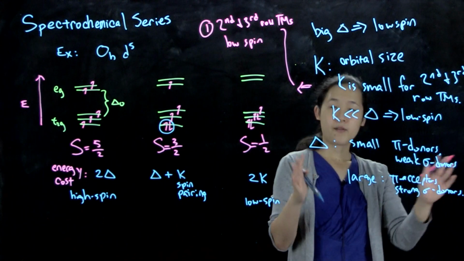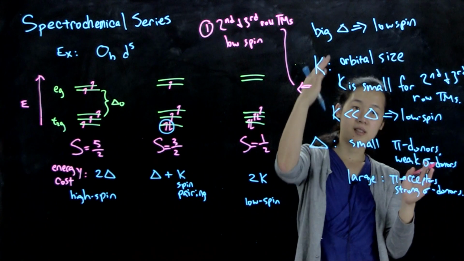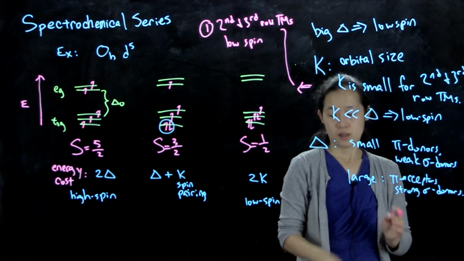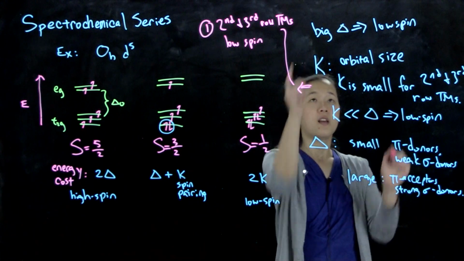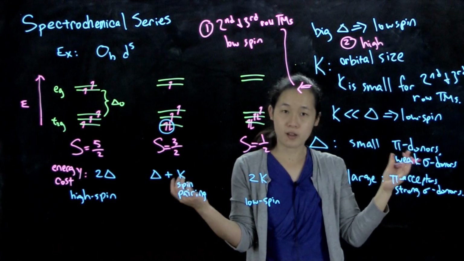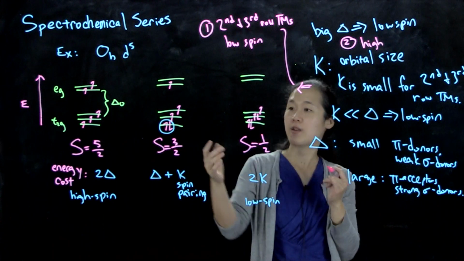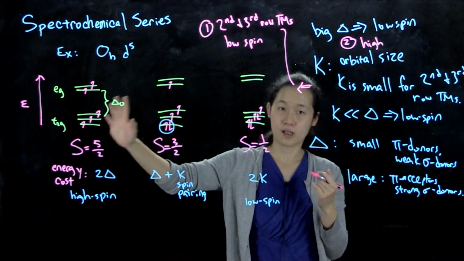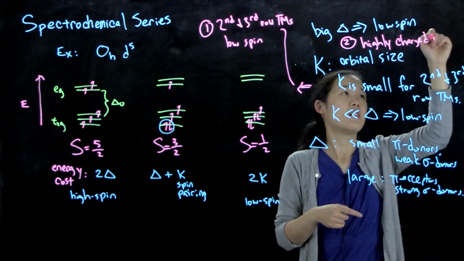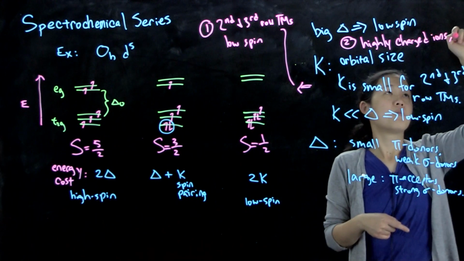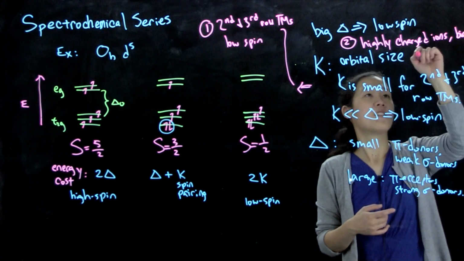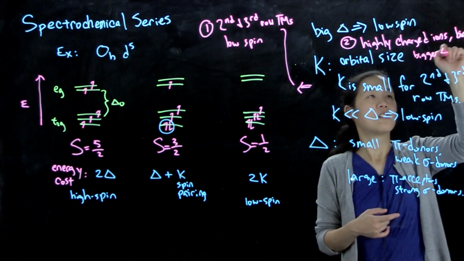So here we have some ligand binding dependencies, right? If we want a big delta, or if we have different ligands that change our delta. One way to change delta without changing our ligands is to use highly charged ions. The more highly charged a metal is, the closer it pulls its ligand in, which means we have bigger overlap, bigger delta. So highly charged ions, bigger delta, more likely to be low spin.